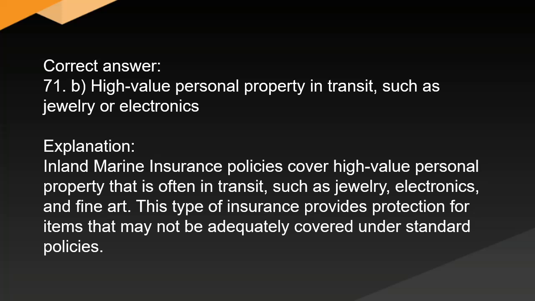Correct answer. B. High-value personal property in transit, such as jewelry or electronics. Explanation. Inland marine insurance policies cover high-value personal property that is often in transit, such as jewelry, electronics, and fine art. This type of insurance provides protection for items that may not be adequately covered under standard policies.